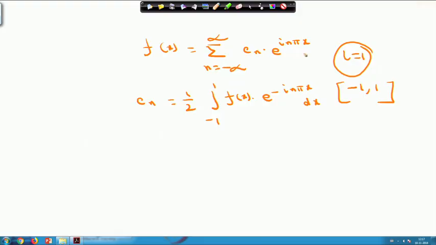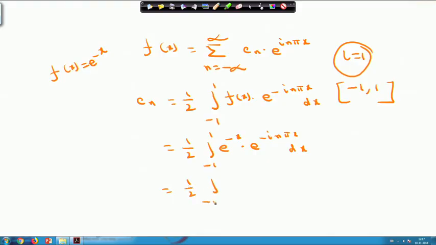So, in i n π x by L, the L value is 1, and this C_n is half into the integral from minus 1 to 1 of f(x) into e^(-i n π x). Now your function f(x) is equal to e^(-x), so substitute that value. It becomes the integral from minus 1 to 1 of e^(-x) into e^(-i n π x) dx. So, that you can write as half into the integral from minus 1 to 1 of e^((-1 - i n π)x) dx. So, I can evaluate the integral very easily.